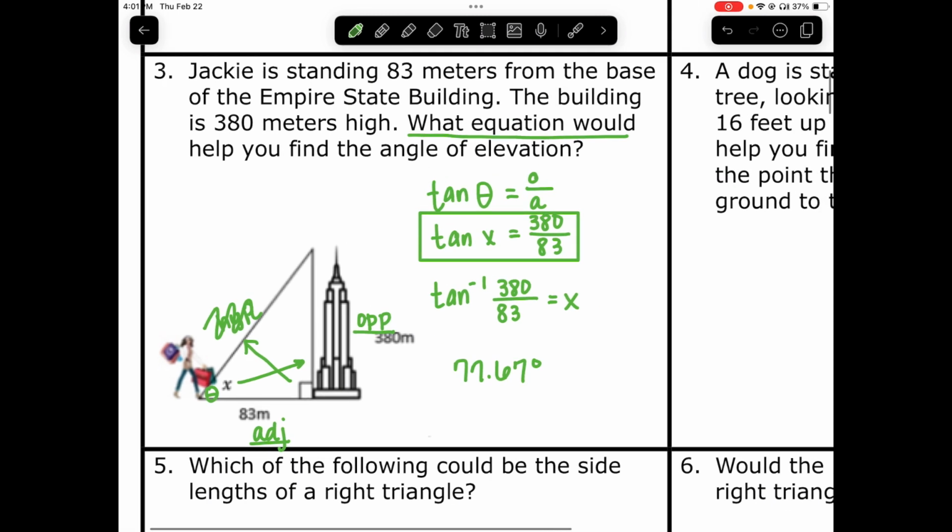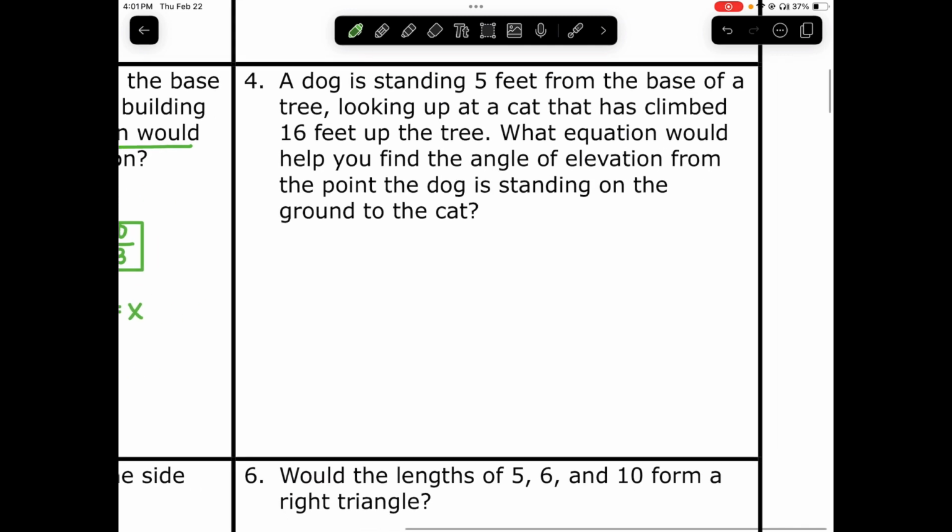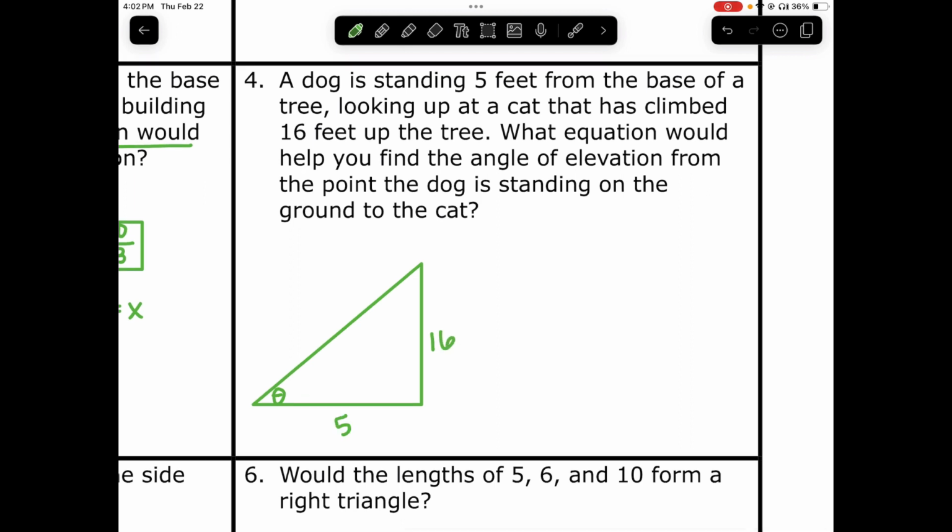All right, number 4 says a dog is standing 5 feet from the base of the tree looking up at a cat. So we're going to do angle of elevation, triangle, which looks like that. This would be our angle of elevation. This would be the height, which it said 16 feet up in a tree, and then the dog is 5 feet. So go ahead and solve or write the equation for this one.